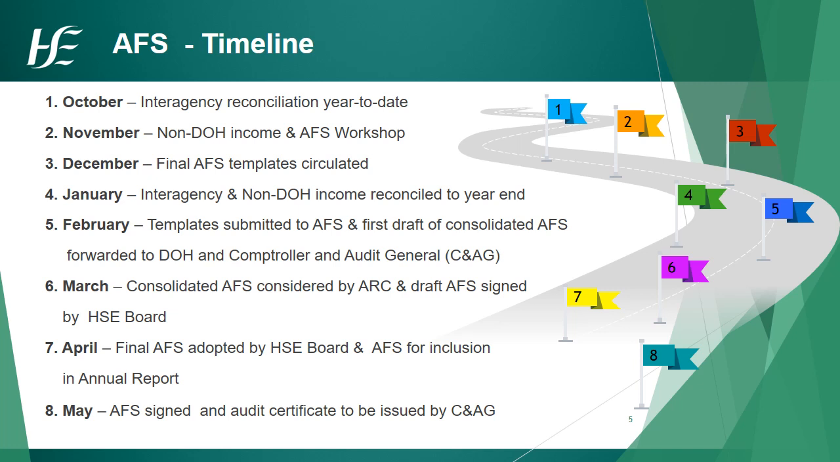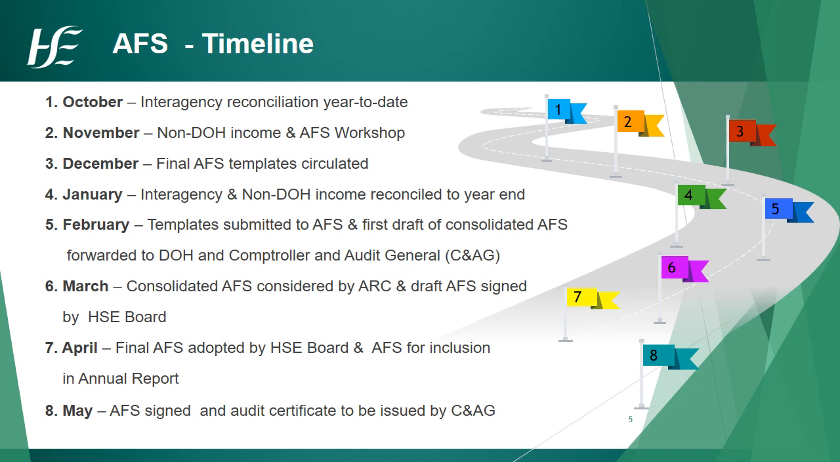In March, the consolidated AFS is considered by the HSE Audit and Risk Committee, the ARC, which includes the Statement of Internal Controls and the Operating and Financial Review. In addition, the draft AFS is submitted and signed off by the HSE Board at the end of March. The final AFS is adopted by the HSE Board by the end of April, with inclusion of the AFS in the annual report for adoption by the HSE Board.